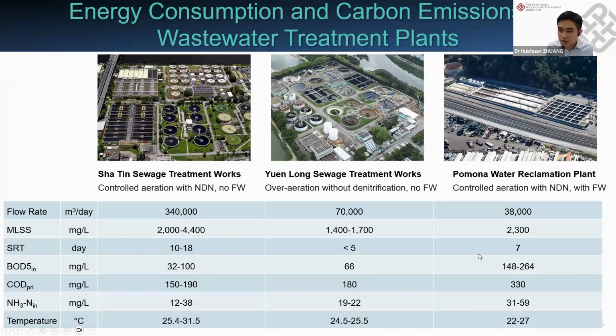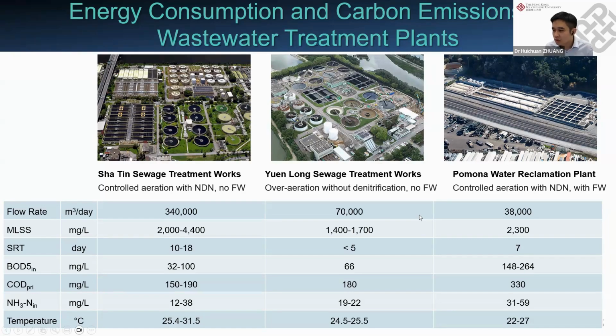To estimate that situation, we selected 3 different wastewater treatment plants. The first one is a sewage treatment works representing controlled aeration for nitrogen denitrification and nitrogen removal. However, this system has no food waste inside.